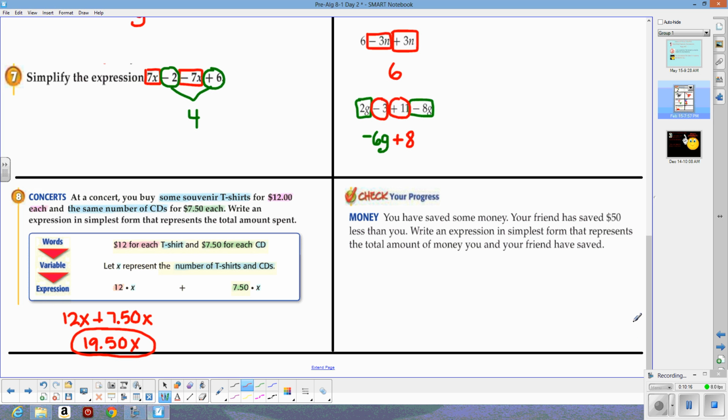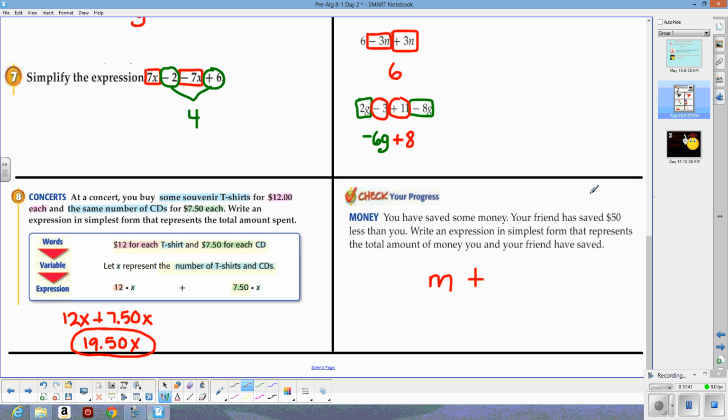You have saved some money. Your friend has saved $50 less than you. Write an expression in simplest form that represents the total amount of money you and your friend have saved. Well, the total amount of money is going to be my money plus my friend's money. Well, my money, I don't know how much I've saved, so let's call it M. That's the amount of money I saved. So M is the amount of money I saved.